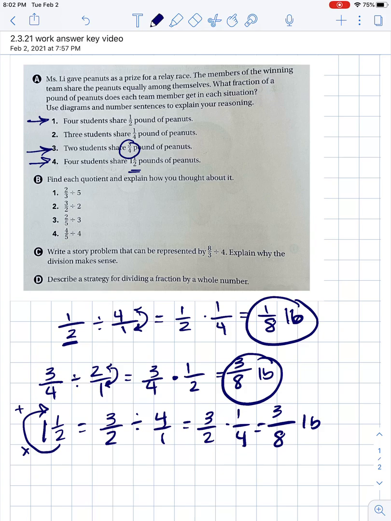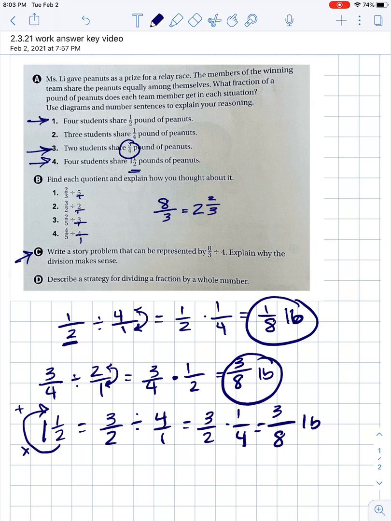For problem B here, finding the quotient for each one, keep in mind that for each one of these whole numbers, you had to turn them into a fraction by putting it over 1. So hopefully you did that. And then number C here, write a story problem that can be represented by 8/3 divided by 4. So if we were going to write a story problem, first thing I would do, thinking about that 8/3, let's turn that into a mixed number. How often do we talk about fractions in terms of improper fractions? We really don't. So I know that 3 goes into 8 twice, which is 6, then 2 left over, and 3. So 8/3 is the same as 2 and 2/3.